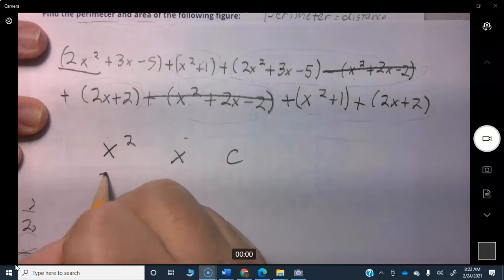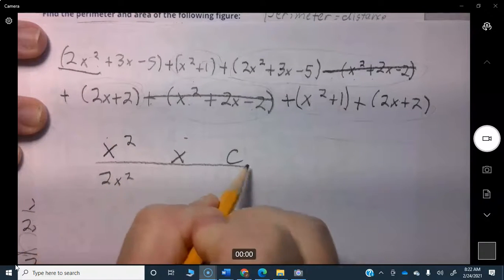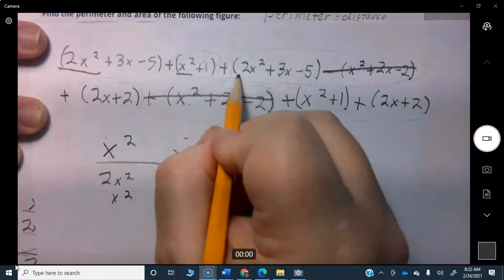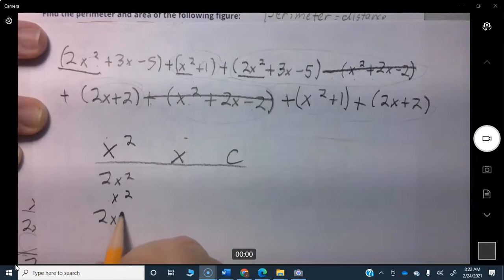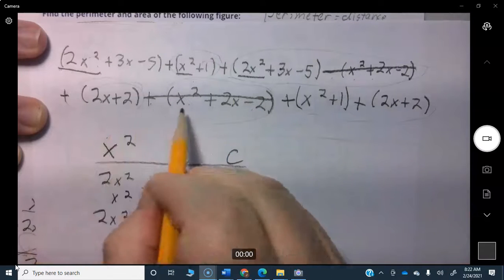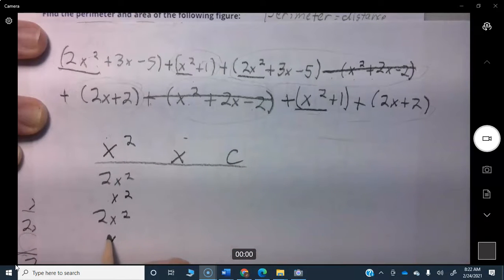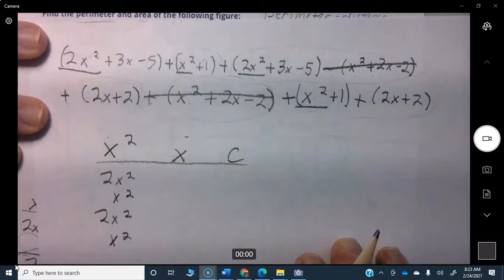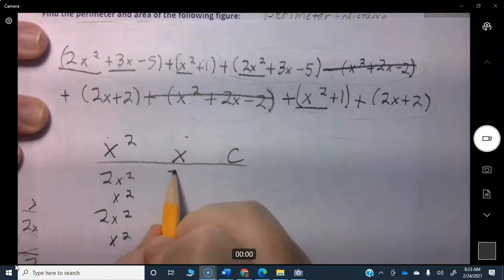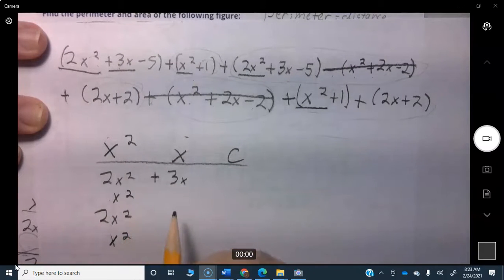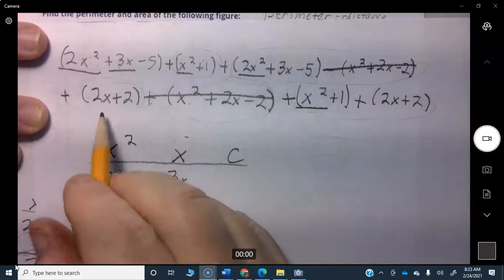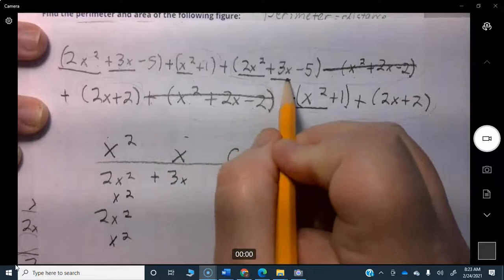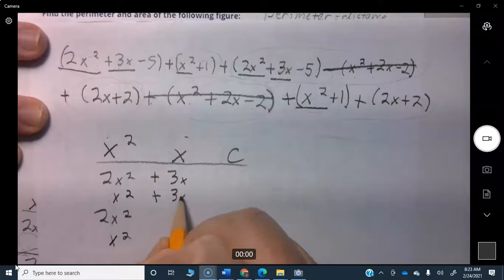So there's 2x squared right there. There's an x squared right there. These are all additions. There's a 2x squared right there. Come down here. There's an x squared right there. And that's everything for x squareds. Now we're ready for the x's. There's 3x right there. I'm going to put a plus sign to be sure that's clear. All the x squareds were positives. Okay.